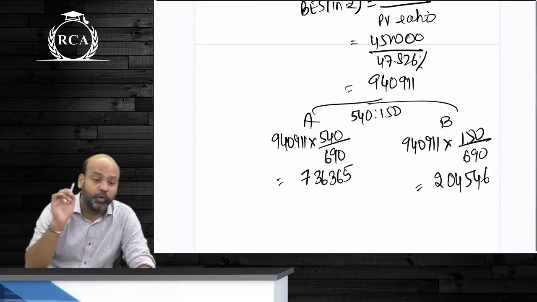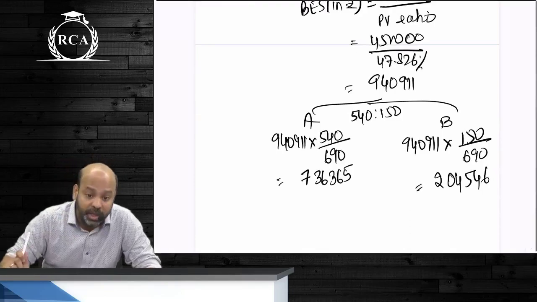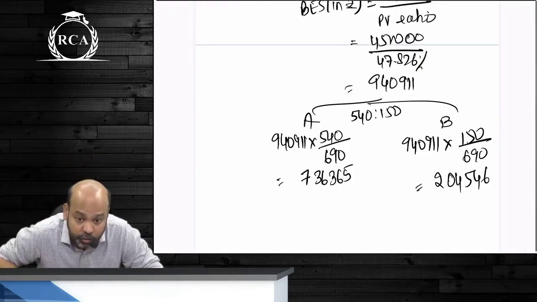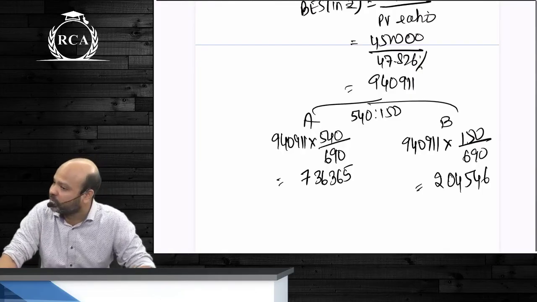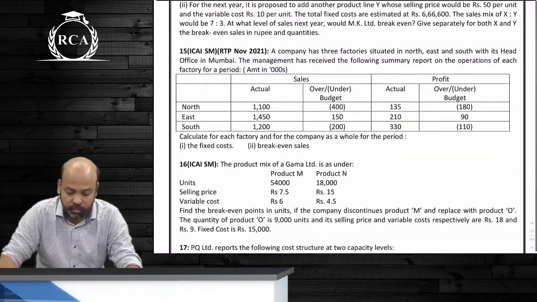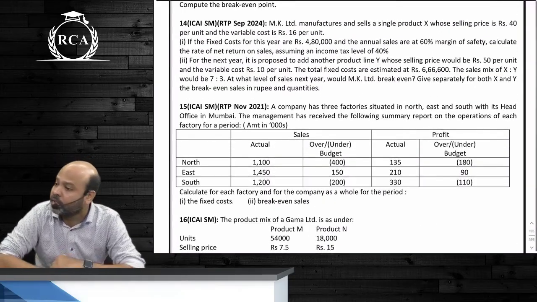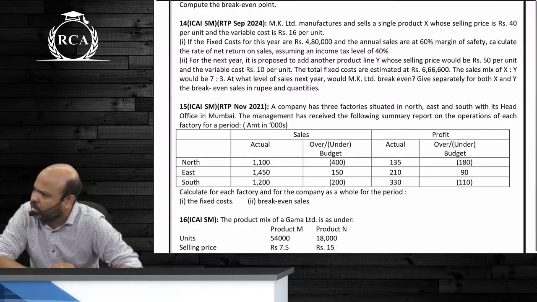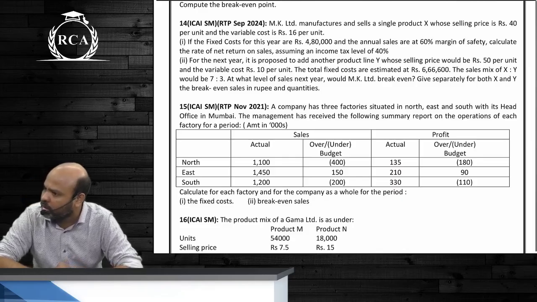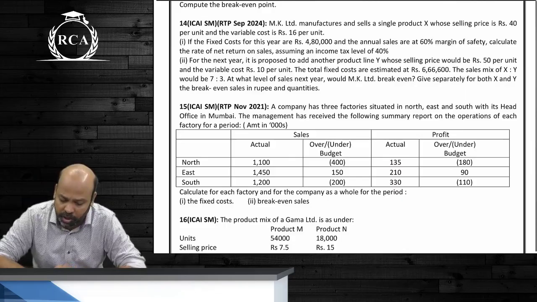So when you get overall break-even sales in rupees, you cannot divide them in the ratio of units. You will have to again divide them only in the ratio of sales in rupees. Are we clear about this? What did you not understand? The first part is so simple. 60% margin of safety. That means out of 100 rupees of present sales, give me the answer.